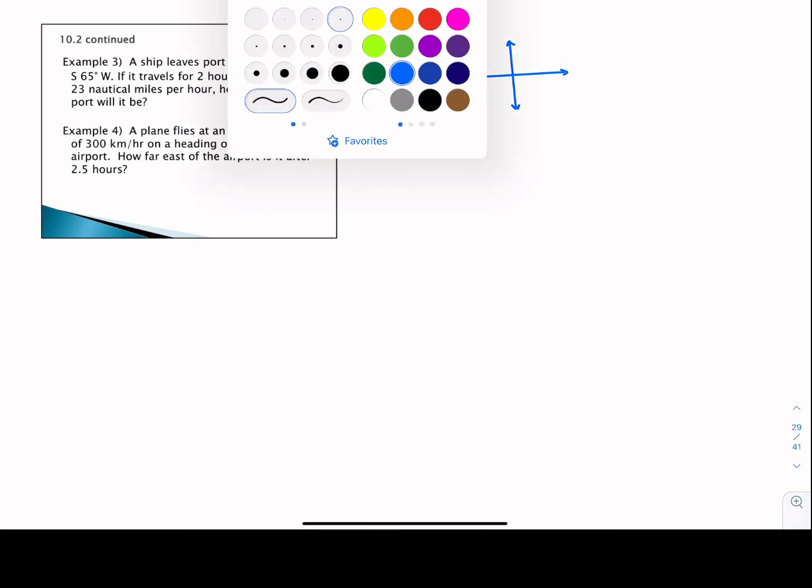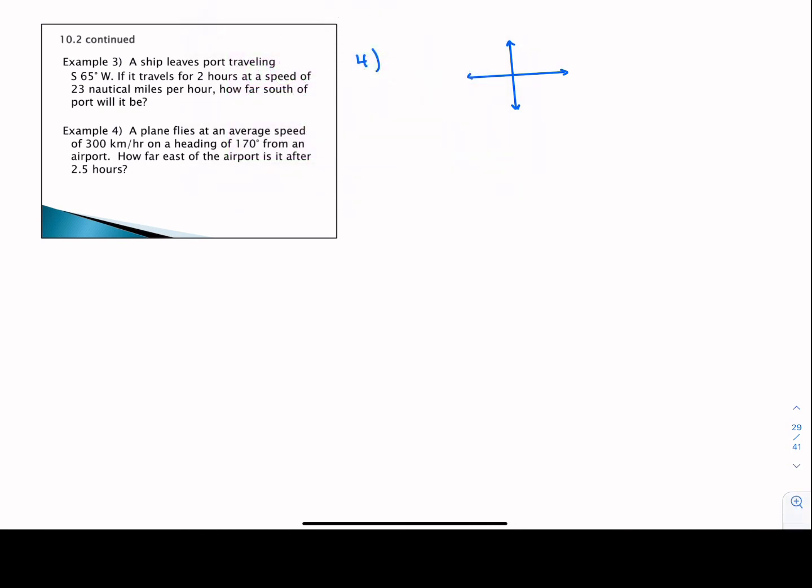So remember, when you measure headings, you have to measure from a north-south line in a clockwise direction. So we know that we've got 90 degrees in every quadrant, so 170 degrees is just going to be shy of that north-south line. So this is our direction of travel from the airport. From here, we know the plane is going to travel at 300 kilometers per hour and be traveling for 2.5 hours. So if you take that 300 kilometers per hour and you multiply by 2.5 hours, you get a total of 750 kilometers. So that's the distance for the leg of the journey.